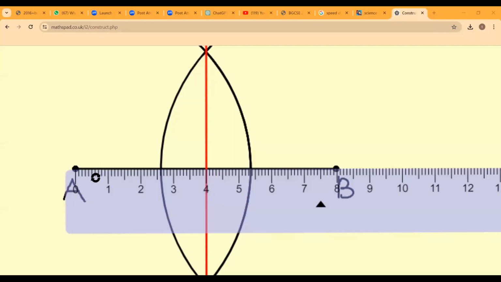So we measured AB to be 8 centimeters, the whole line. So if AB is 8 centimeters, and then we cut it in half, how much should A to this red line be? Look carefully at the measurement. What is the measurement for that? From A to this line, the red line. What is that measurement?